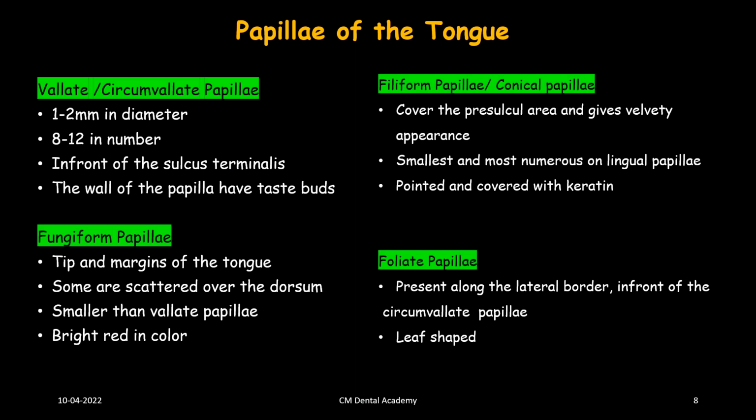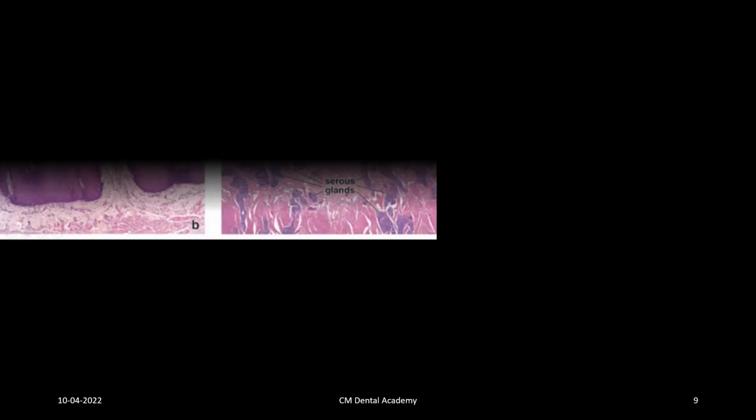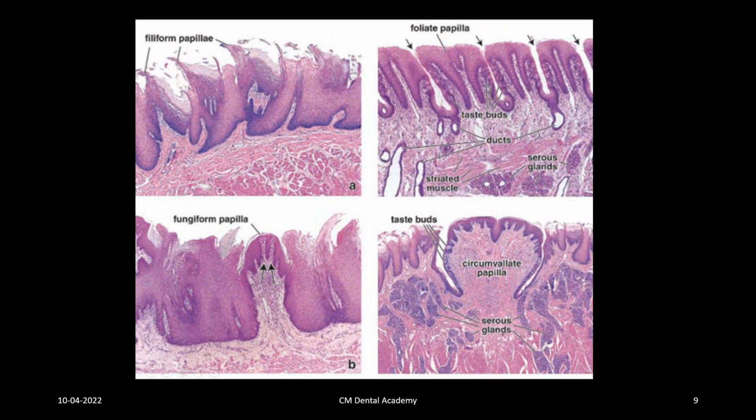Foliate papillae. These are present along the lateral border of the circumvallate papillae. These are leaf-shaped. So this is a photograph showing all the four types of the papillae. You can see the filiform papillae, the first one, A, which shows the conical shape and presence of keratin here. These are the foliate papillae, which are leaf-shaped. This is the circumvallate papilla, which has around 8 to 10 taste buds. You can see the taste buds present along the circumvallate papillae here. And these are called the fungiform papillae.